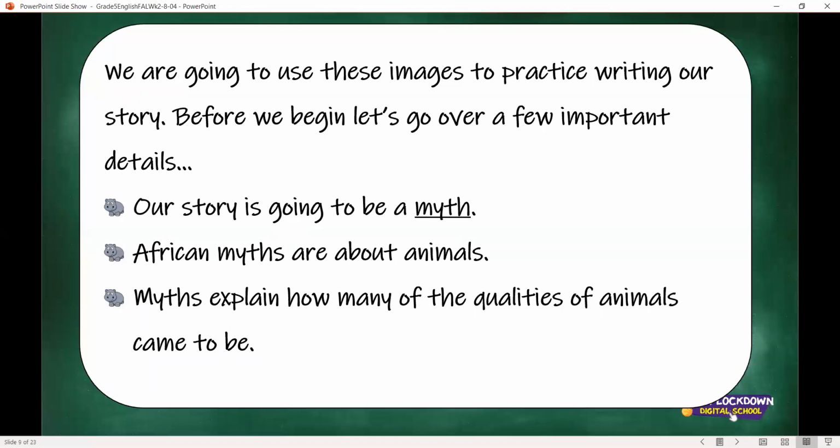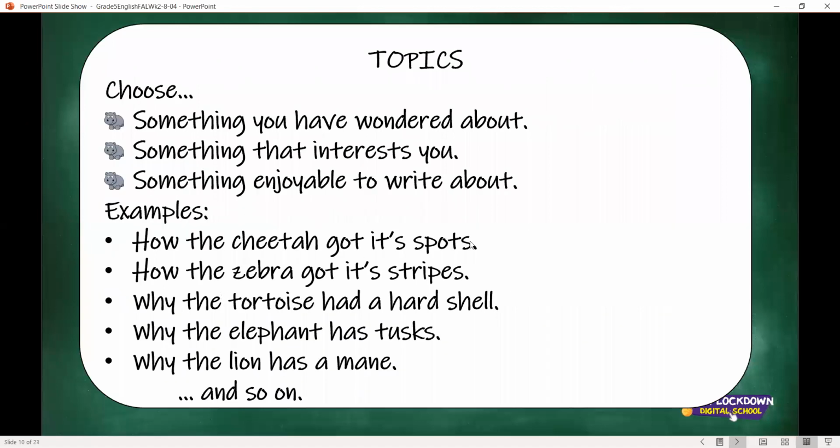Okay. Now, I looked up a few examples for you. And if you look over here, it says at the bottom at my examples, it says how the cheetah got its spots, how the zebra got its stripes. These are different ideas, okay, for an African story or African myth. You don't have to choose one of these, but that is how you know it's a myth, because we know that animals can't really talk like we can talk. So that's why it's not a true story.